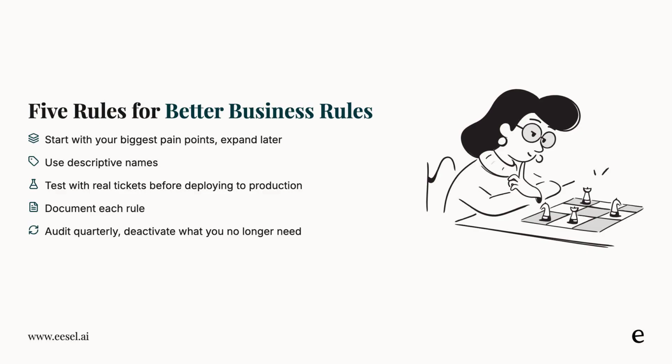Start with your biggest pain points. Use descriptive names. Test before deploying. Document every rule. And audit quarterly to deactivate what you no longer need.